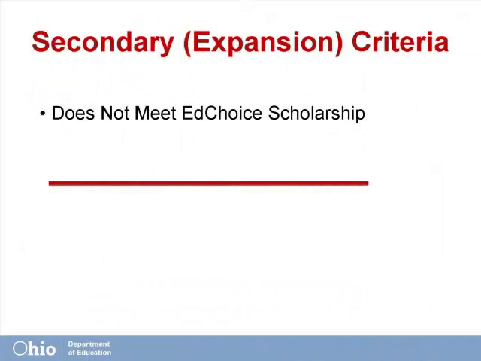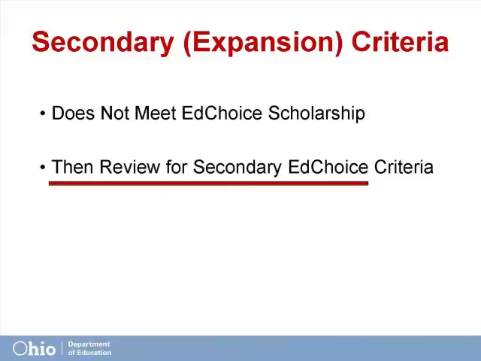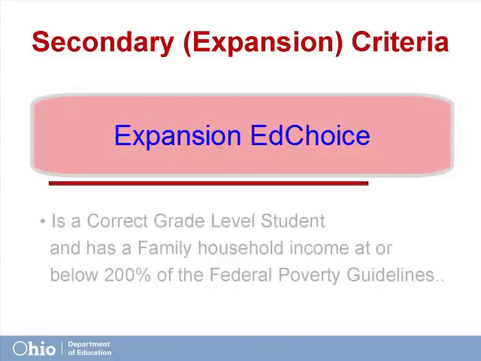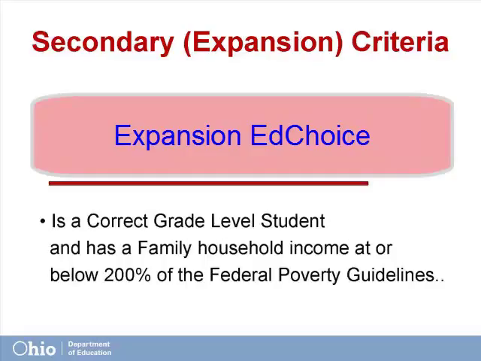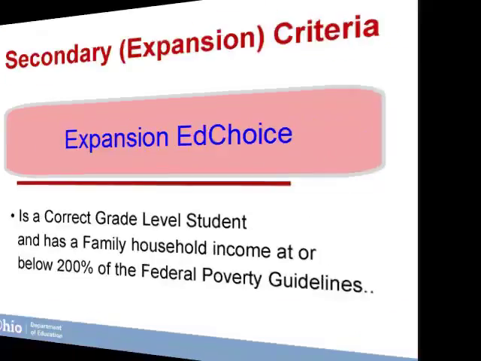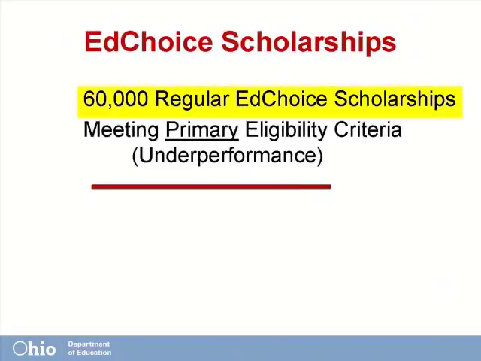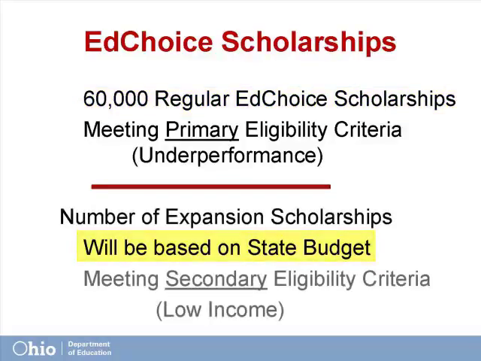If a student does not meet any of the primary eligibility requirements for the EdChoice Scholarship, then a student may meet a secondary eligibility requirement for the EdChoice Expansion Scholarship. These criteria extend to specific grade level students that have a family household income at or below 200% of the federal poverty guidelines. By law, the EdChoice office may award up to 60,000 EdChoice scholarships to students meeting the primary eligibility criteria. The number of expansion scholarships will be dependent on funding levels established within the state budget.